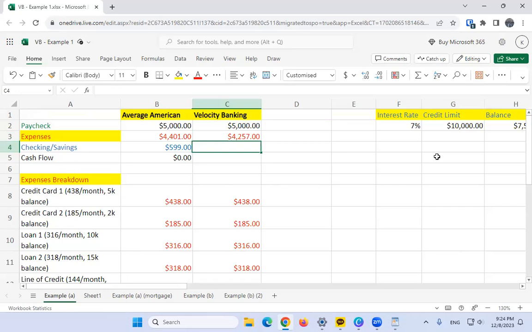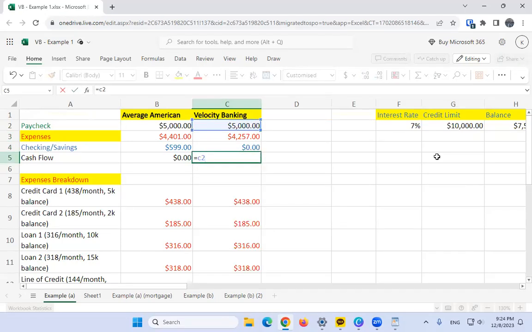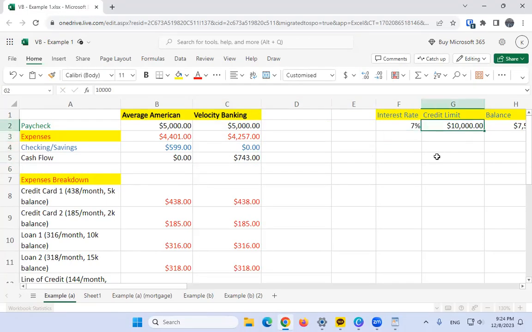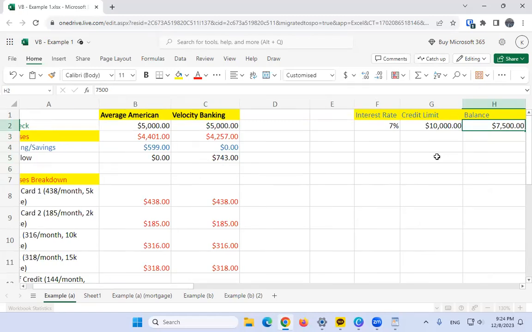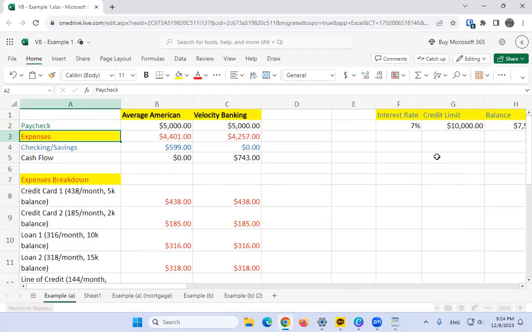And then in Velocity Banking, we have no checking and savings, so equals C2 minus C3. And then we have 743 to pay off this debt. So let's see if we can actually move any of these up here. So how much credit limit is available? About 2,500. Do we have anything that's 2,500? We have this 2K balance right here. And if we move it, we have, I'm sorry, not $2,000, $185 of cash flow available.